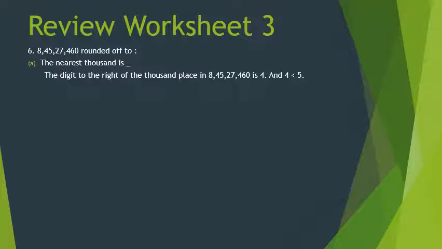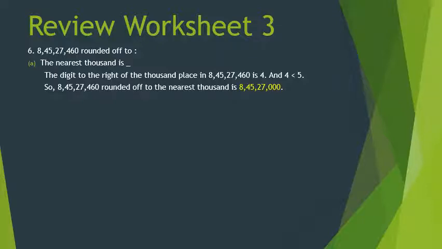So we will see the digit to the right of the thousand place in the number 8 crore 45 lakhs 27,460, which is 4, and 4 is less than 5. Therefore 8 crore 45 lakh 27,460 rounded off to the nearest thousand is 8 crore 45 lakhs 27,000.